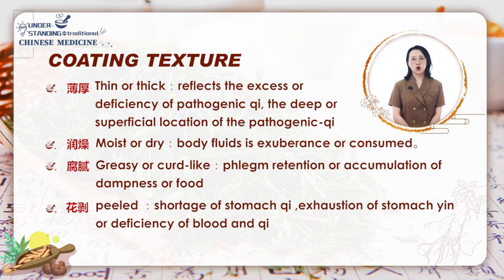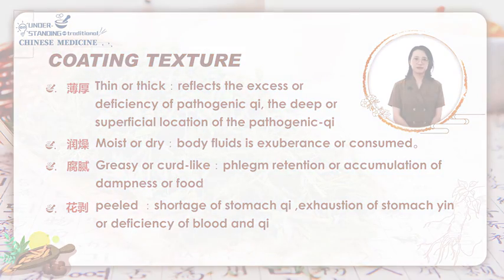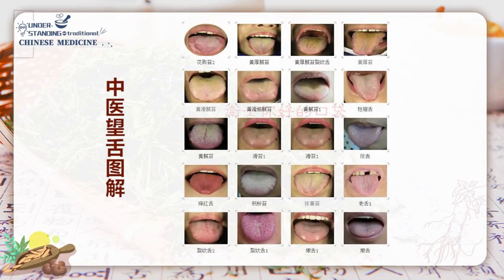The peeled coating is manifested as the interior or part of the coating being peeled off, and the peeled area is smooth without coating. It indicates shortage of stomach qi, exhaustion of stomach yin, or deficiency of blood and qi. Here you can see some tongue pictures. Those are typical selections which reflect representative diseases or syndromes, but they are not the whole expression of the tongue.